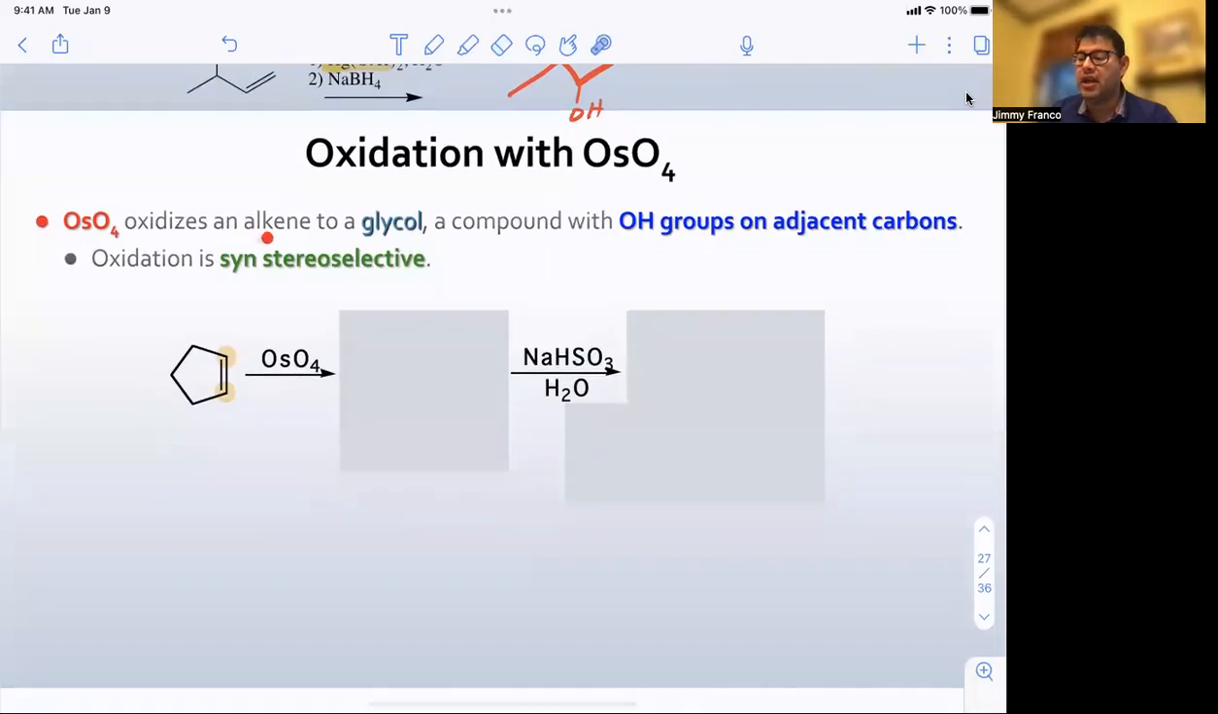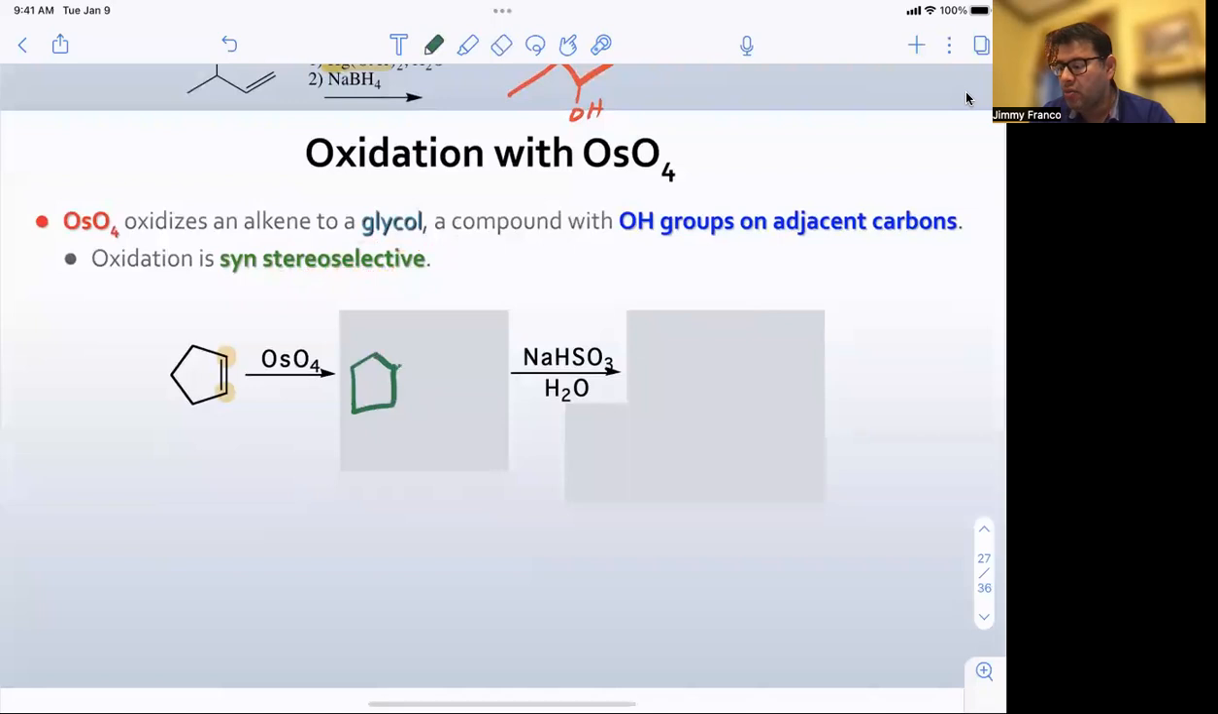So it's going to take an alkene to a glycol, and that just means a diol. So there's going to be two alcohols right next to each other. Syn addition means they're going to add to the same side. So we're going to add them to the exact same side. Let's see what that looks like. Let's draw our cyclopentene.